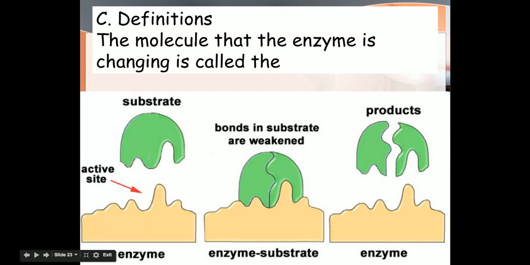So a molecule that an enzyme is changing is called the substrate. So right here, this yellowish blob down at the bottom, that's your enzyme. Enzymes have a special place where the substrates are going to attach. So when the substrate, the thing that is going to be broken apart or built up by your enzyme, that is the substrate.